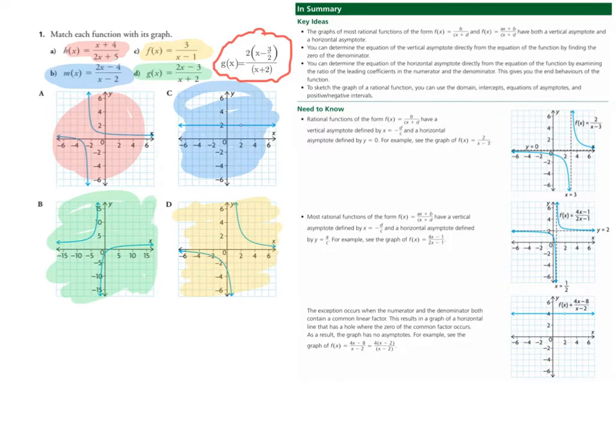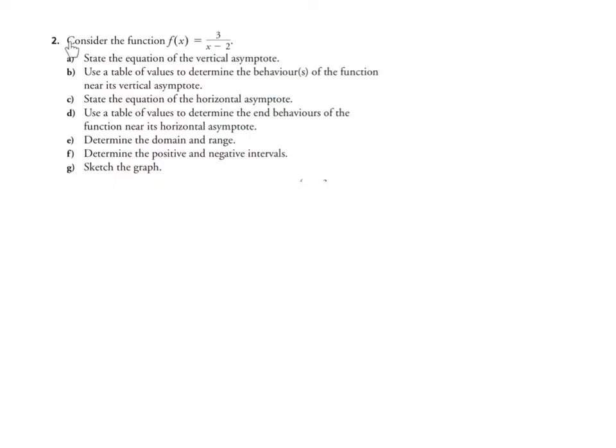Great. Let's go to question number 2. Consider the function f of x equals 3 over x minus 2. All right, I considered it. Great. Part A, state the equation of the vertical asymptote. So there's a vertical asymptote when x equals 2. Yep, that's the equation. It's got an equal sign. That's an equation. Part B, use a table of values to determine the behavior or behaviors of the function near its vertical asymptote. Oh, that's a junky way to do it, but I guess we have to now.